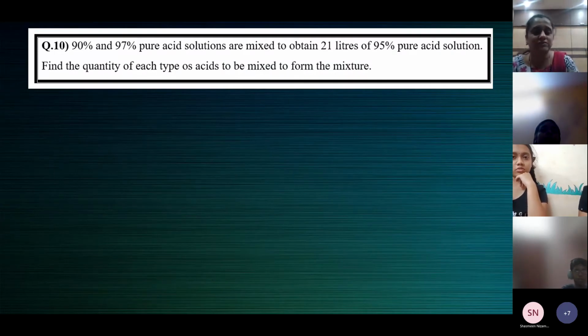90% and 97% pure acid solutions. 90% pure acid solution, meaning 100% solution. So it's something mixed, right? So, solution. 90% pure acid solution. That means the first solution has 90% acid. The rest is water. It's concentrated, but it's not 100% concentrated.